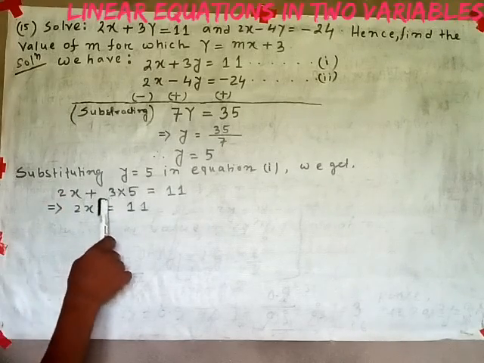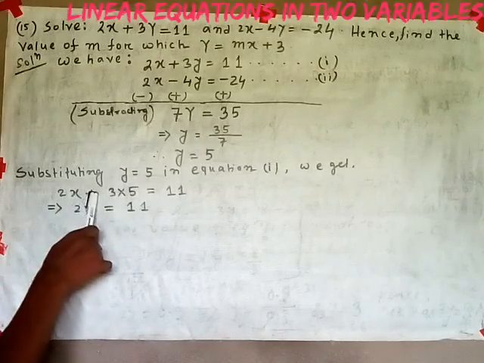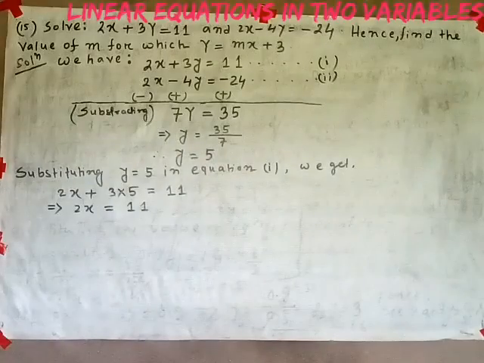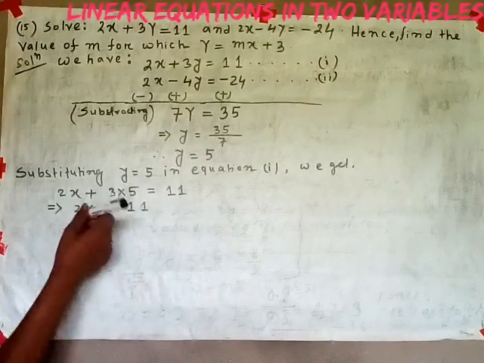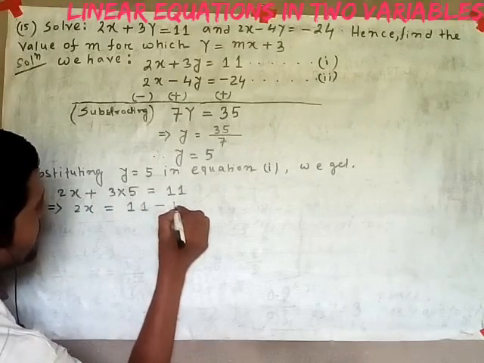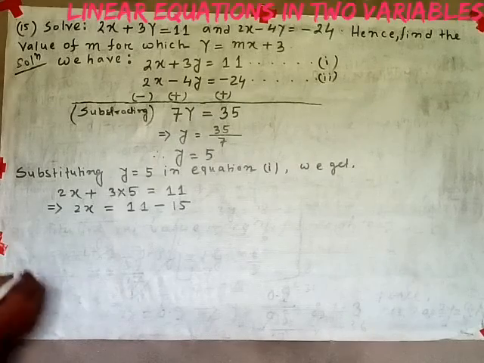We have not written this 3 into 5. 3 into 5 means what? 15. Plus 15 is changing the side, going to the right side, so plus 15 will be minus 15.